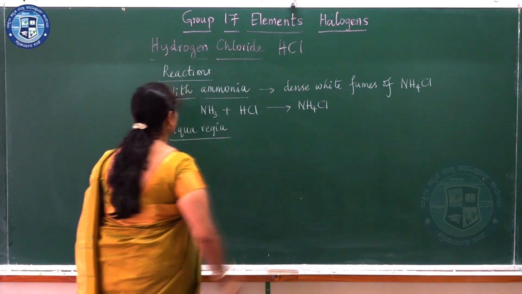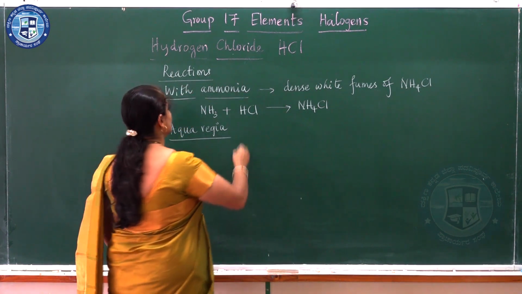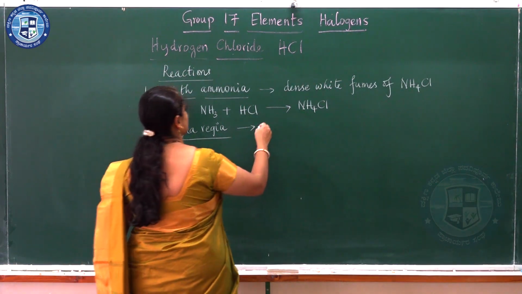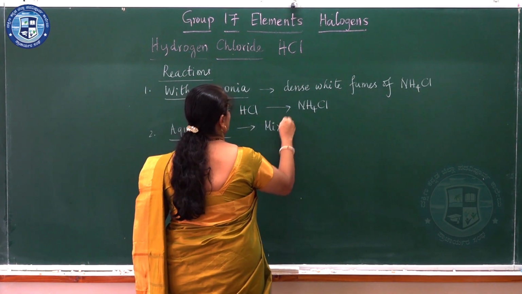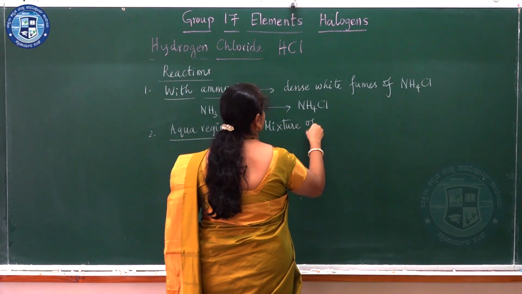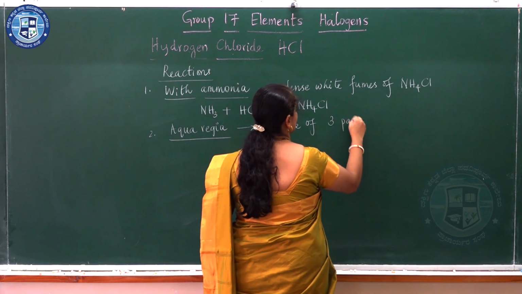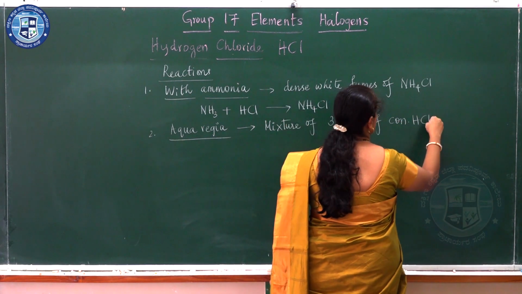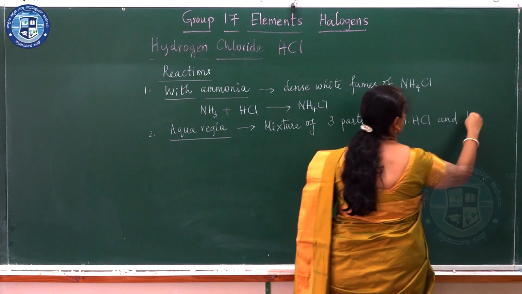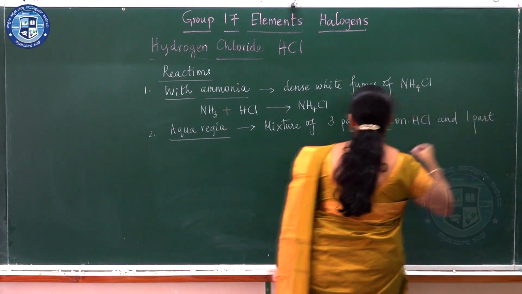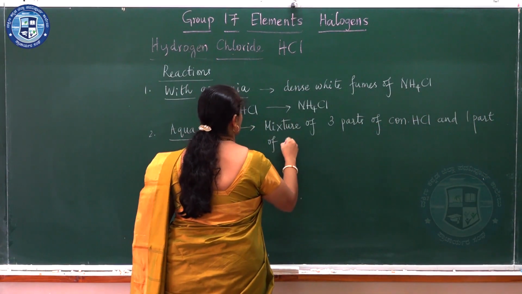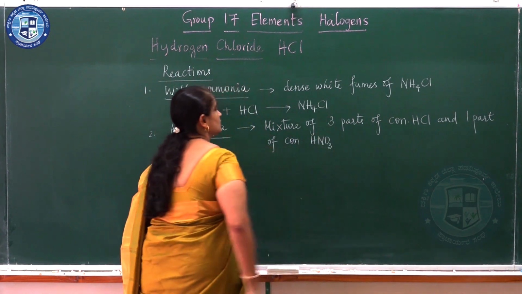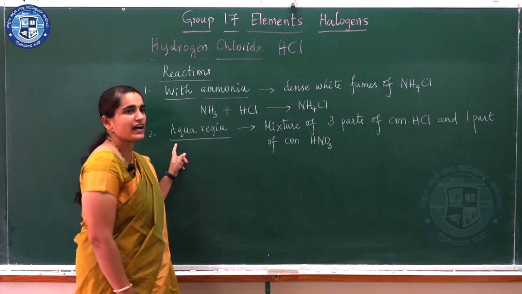So aqua regia preparation, we make use of HCl. Aqua regia is nothing but a mixture of 3 parts of concentrated HCl and 1 part of concentrated nitric acid, HNO3. So this mixture is called as aqua regia.